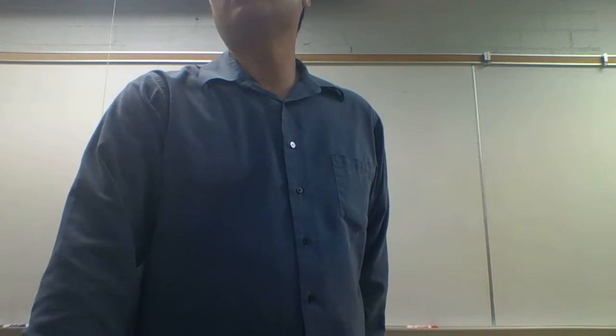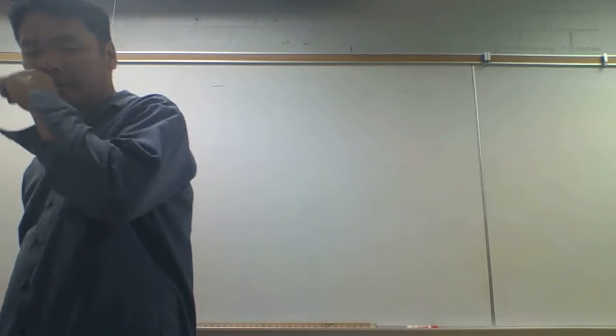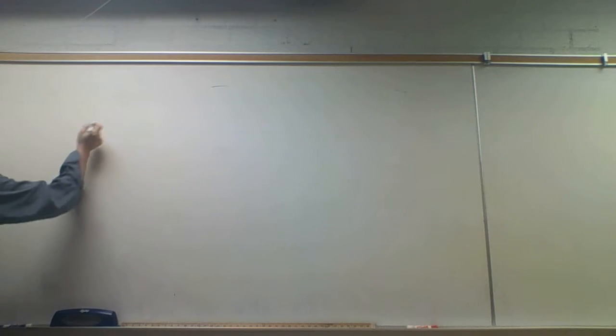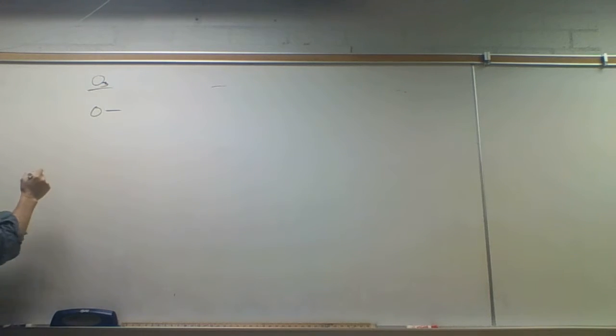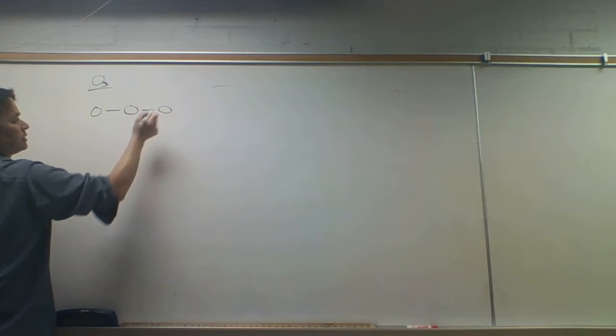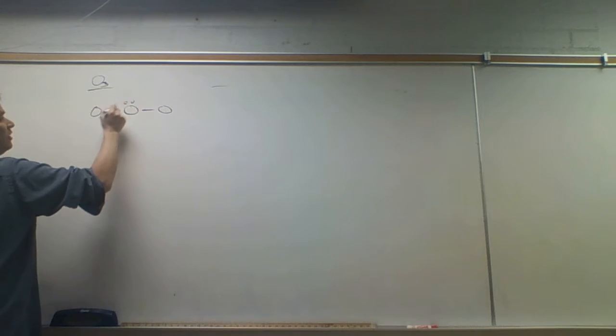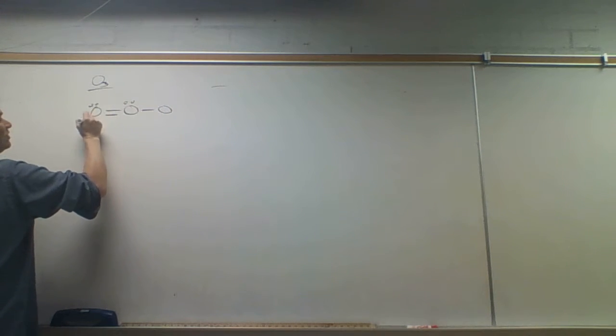All right, let me talk about this so we can keep things moving along. But let's first go back to ozone. Ozone's O3. Each oxygen is 6, so that gives us 18 electrons. And we want octets. And so we came up with these two.